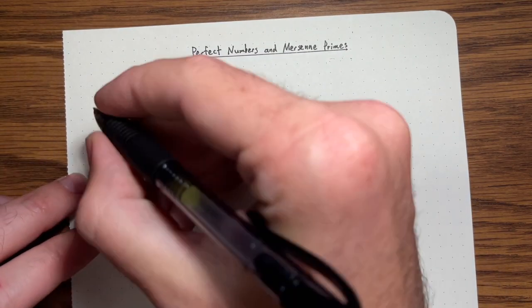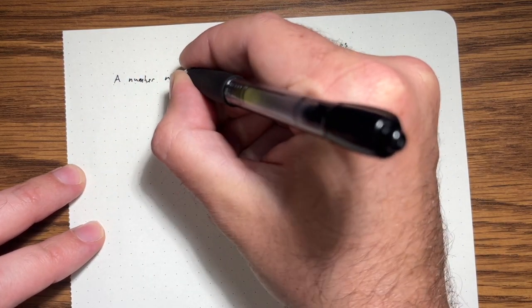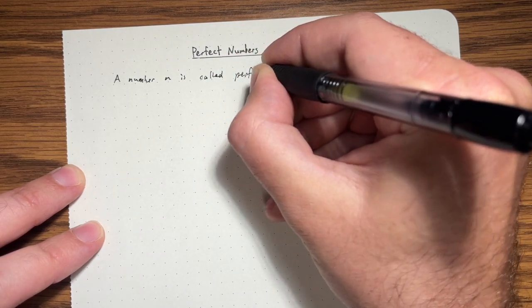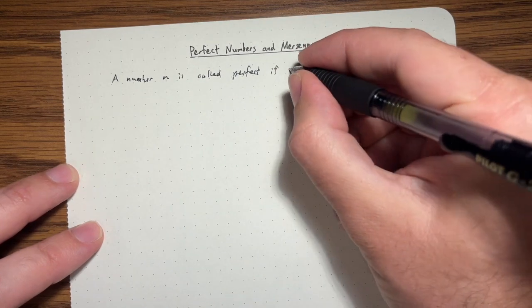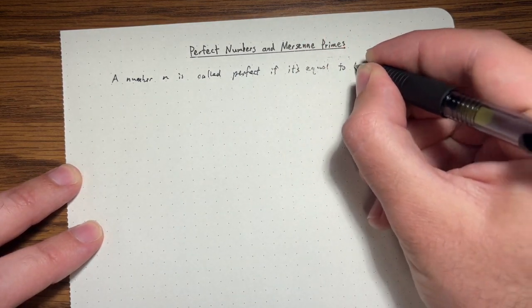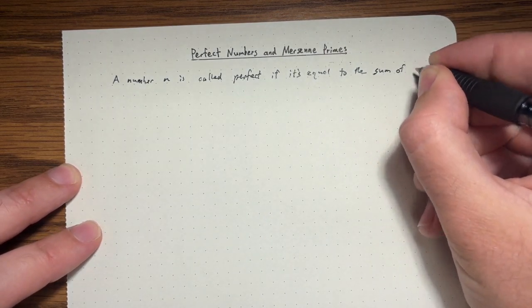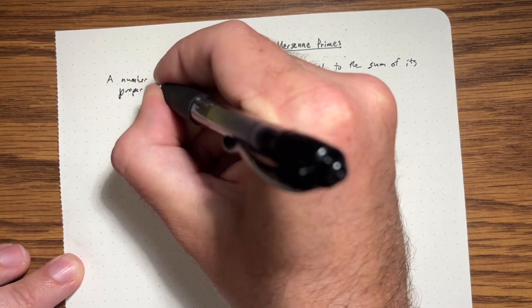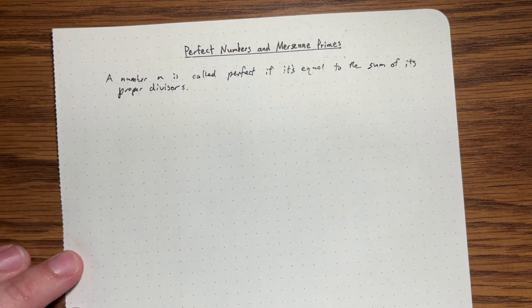So just to remind you, a number n is called perfect if it's equal to the sum of its proper divisors. What do I mean by proper divisors? All the divisors except for n itself.